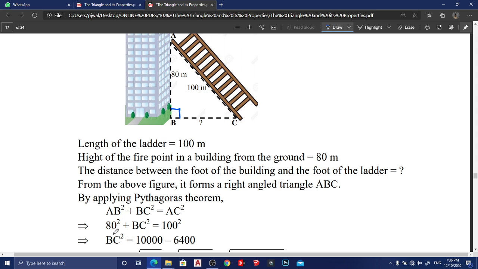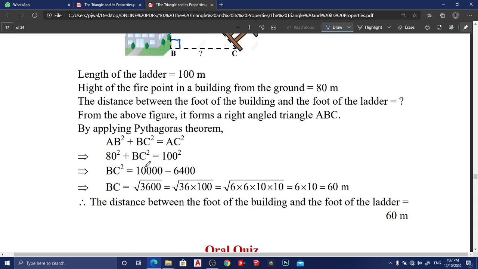So what is AB here? 80. BC we have to find out. BC square is equal to AC, which is the length of the ladder, 100 meters, square. So BC square is equal to 10,000 minus 80 square, which is 6,400, which gives 3,600. So BC is under root 3,600, which is 60 meters. 6 sixes are 36. So 60 meters is the distance between the foot of the building and the foot of the ladder.